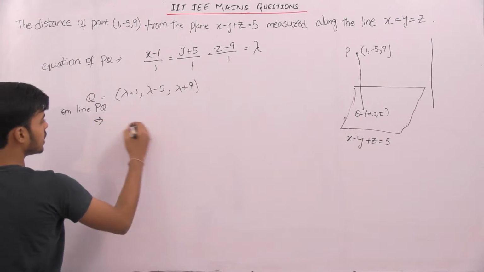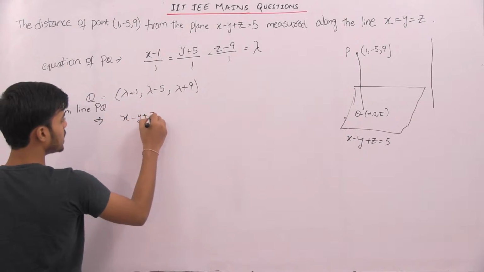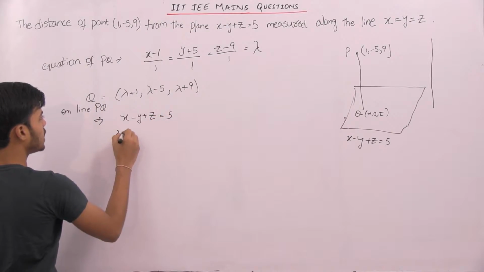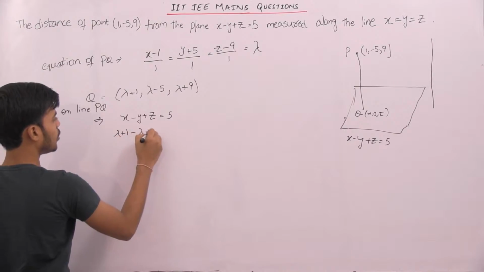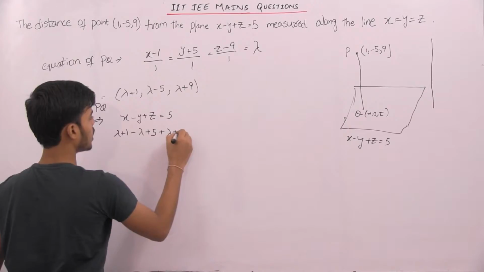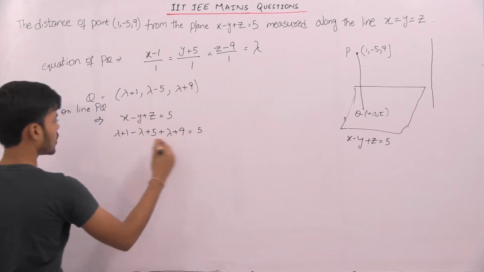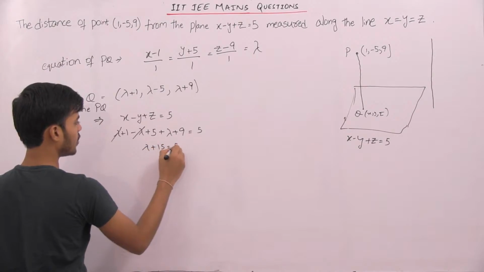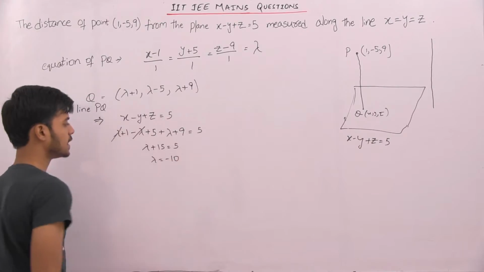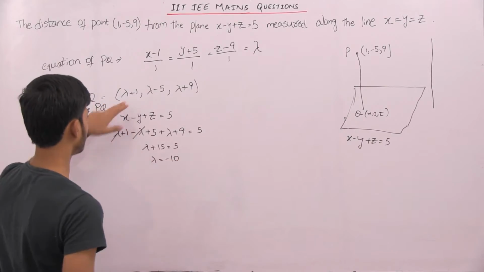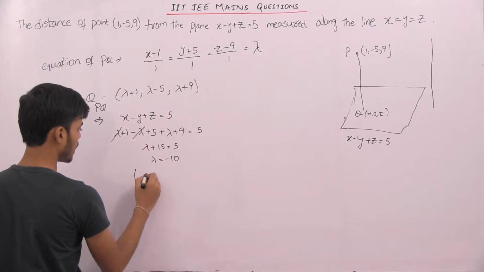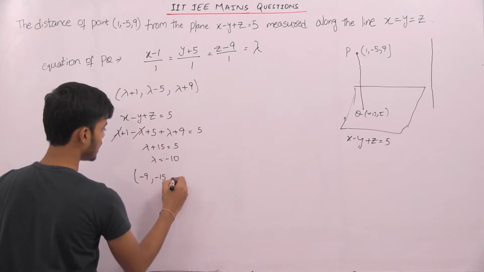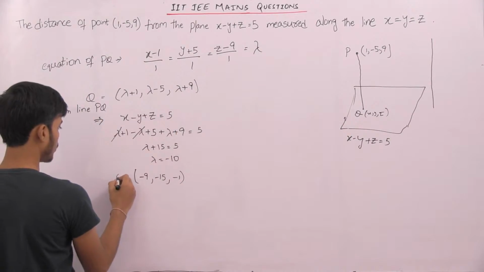So Q satisfies the equation x minus y plus z is equal to 5. Let's directly substitute this into this one. Lambda plus 1 minus (lambda minus 5) plus (lambda plus 9) is equal to 5. So lambda cancels, lambda plus 15 is equal to 5, lambda is equal to minus 10. Now we have the value of lambda. Let's substitute this into this. It is minus 9, minus 10 minus 5 is minus 15, minus 10 plus 9 is minus 1. So we got the point Q.